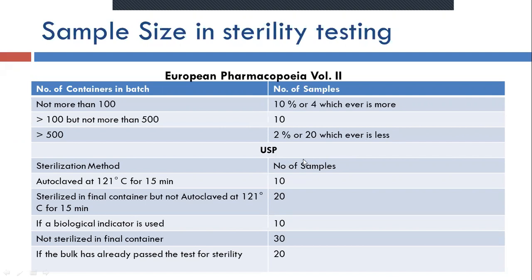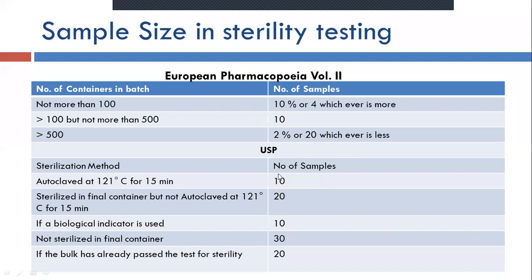And as per the United States Pharmacopoeia, the number of samples to be taken is based on the sterilization method which has been adopted. Suppose you have adopted the sterilization method of autoclaving at 121 degrees centigrade for 15 minutes, then 10 samples will be sufficient. Whatever the container size, whatever the batch size, 10 samples will be sufficient.